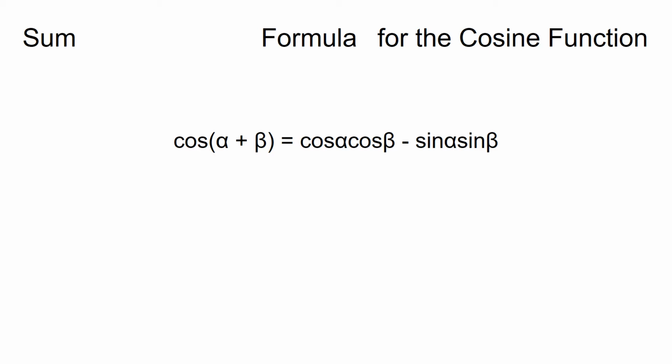If we have the cosine of an angle, which is the sum of two angles, here called alpha and beta, we can prove that it equals the cosine of alpha times the cosine of beta minus the sine of alpha times the sine of beta.